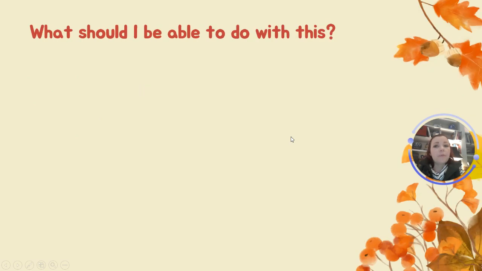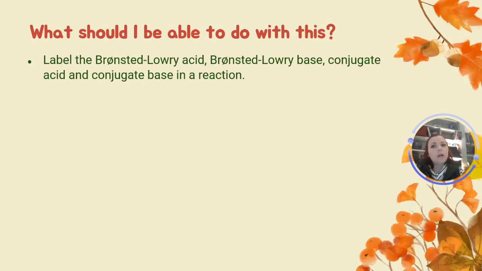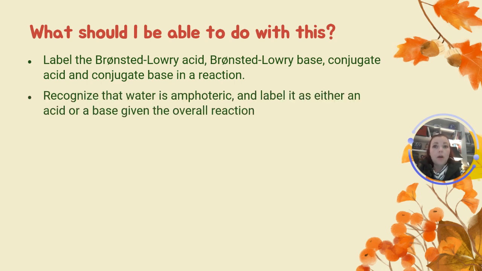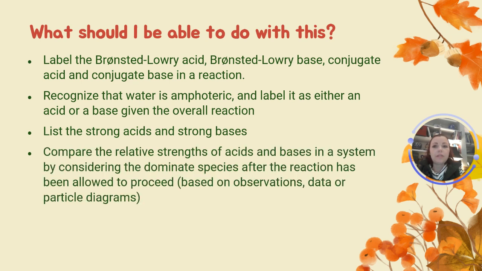So that is it for this topic. So what should you be able to do with this? Well, you should be able to label the Bronsted-Lowry acid, the Bronsted-Lowry base, conjugate acid, and conjugate base in a reaction. You should be able to recognize that water is amphoteric and label it as either acting as an acid or acting as a base given the overall reaction or situation that you're examining. You should be able to list the strong acids and strong bases.